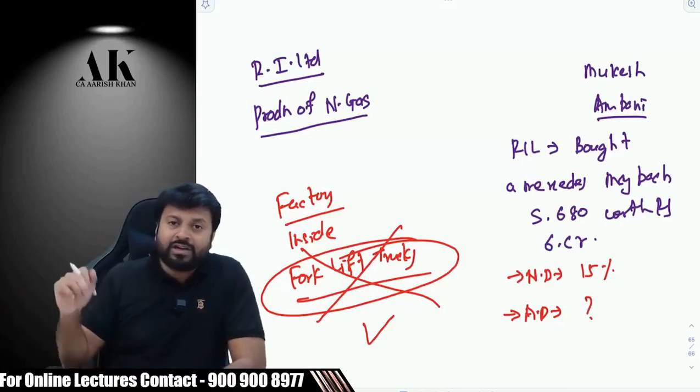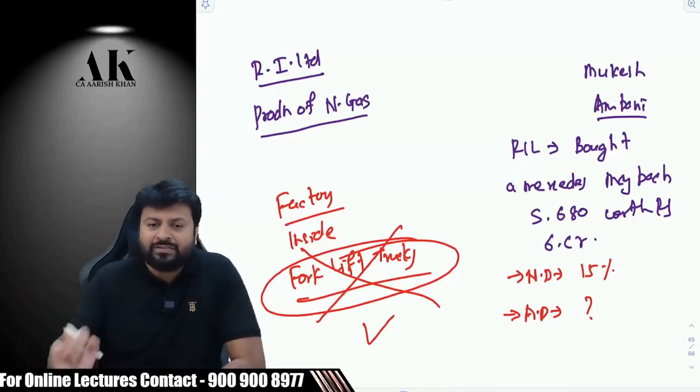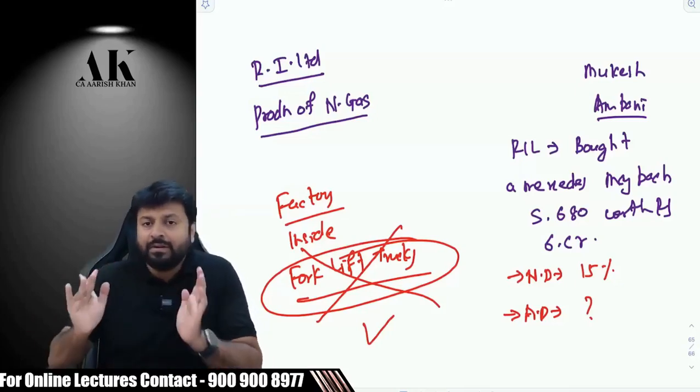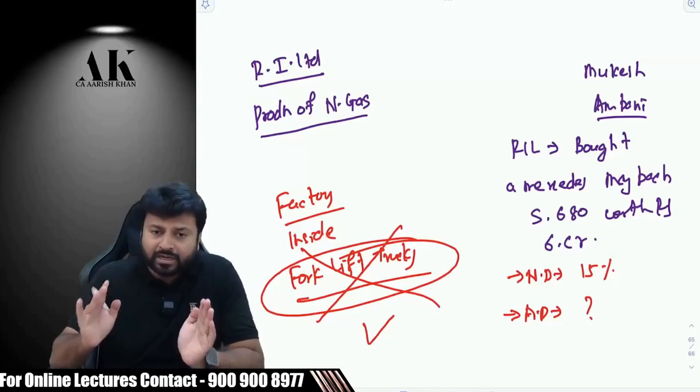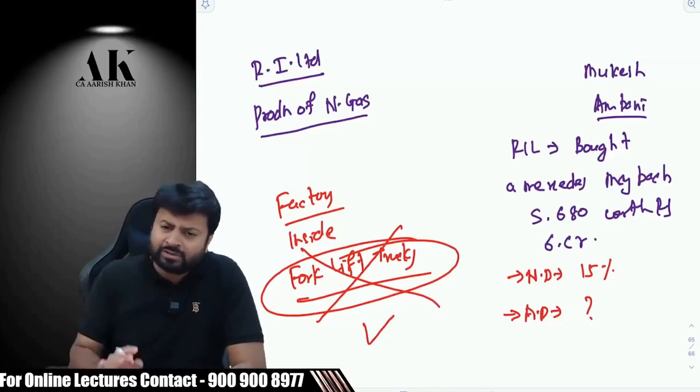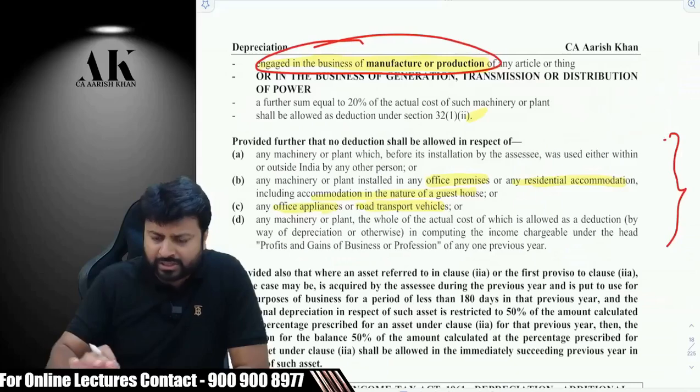It is not for general use. It is for specific use inside the factory. And therefore, whatever vehicles are used inside the factory will be eligible for what? Additional depreciation. It is written in your book. Don't worry, I'll show you where it is written. You need not mention it.